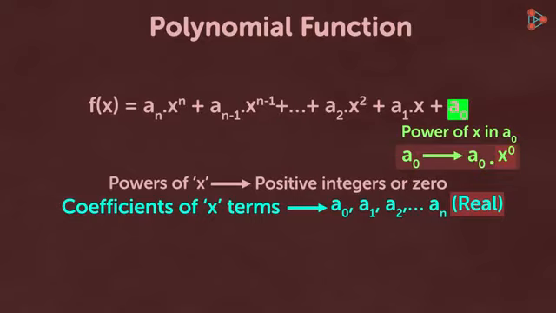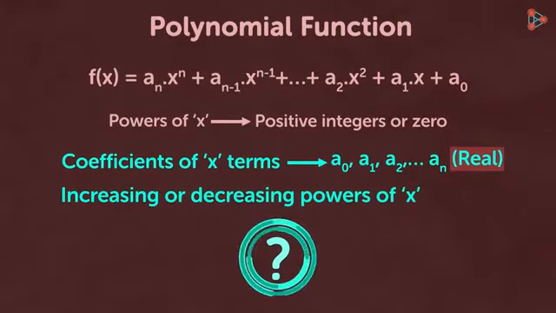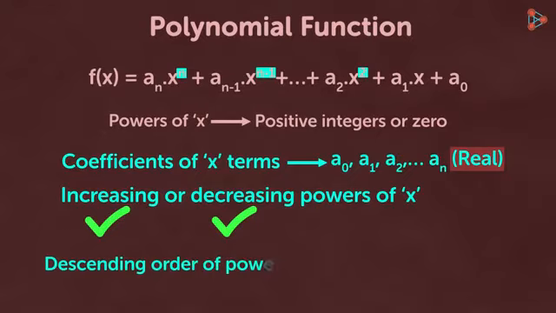Now in what order do we write the terms? Should the terms be written in increasing or decreasing powers of x? Both the ways are mathematically correct since they result in the same function. In our video, we have chosen to write the function in the order of decreasing powers of x. Writing the terms in descending order of power is called the standard form.